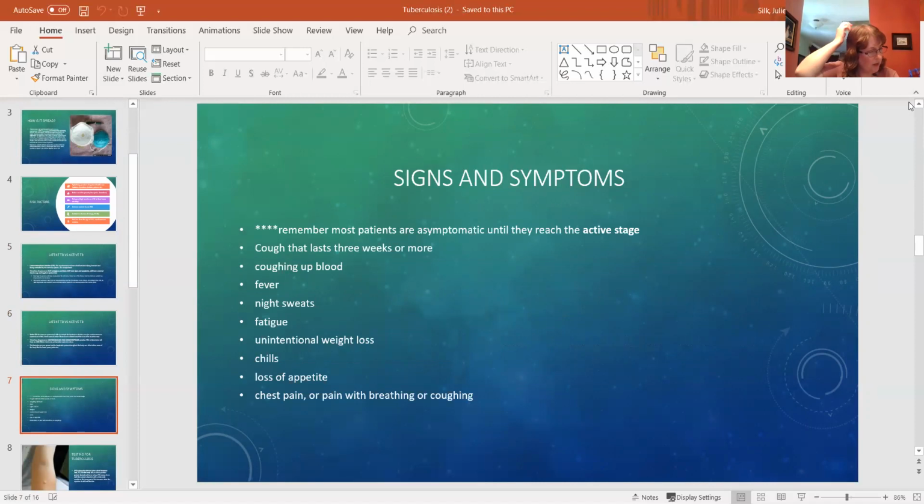Okay, so when you do have active signs and symptoms, this is what you would see. A cough that lasts 3 weeks or more. You may be coughing up blood. You could have a fever, night sweats, fatigue, unintentional weight loss, chills, loss of appetite, chest pain, or pain with breathing or coughing.